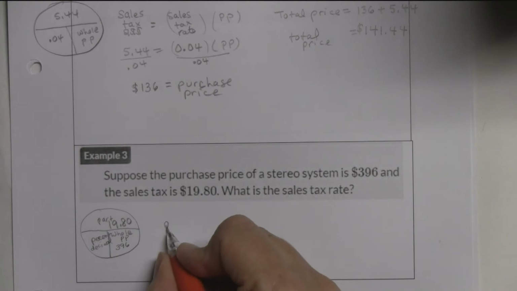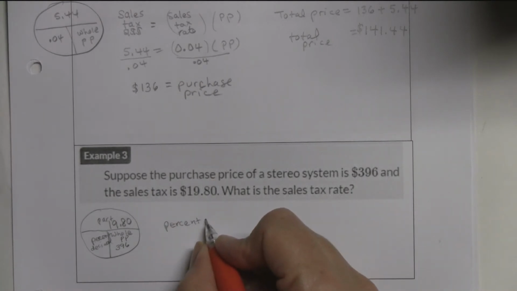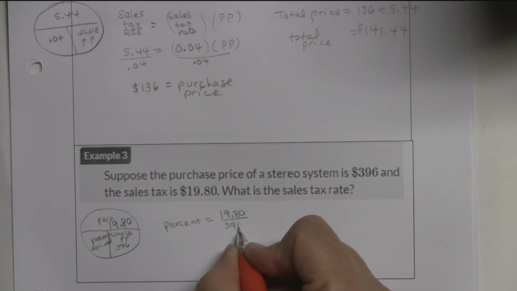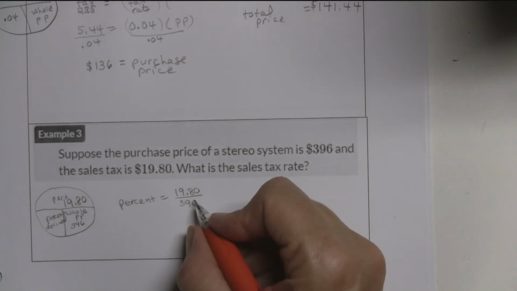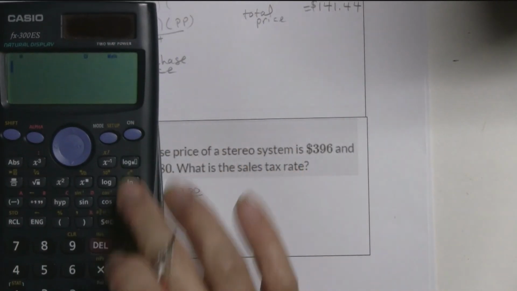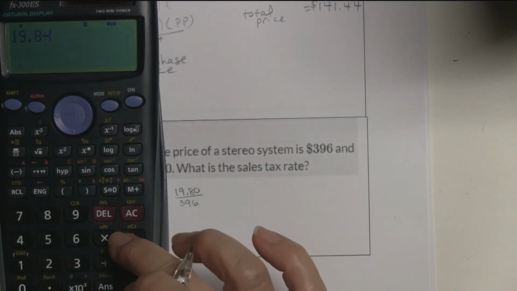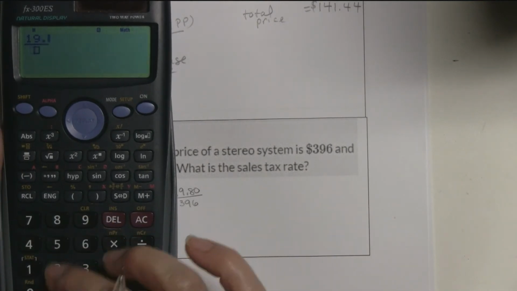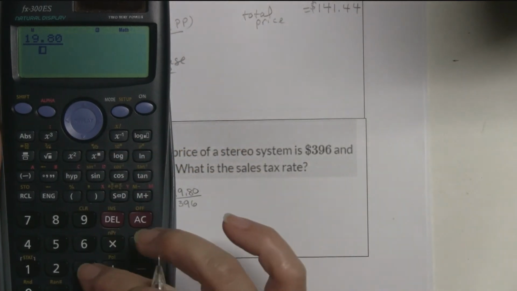And so our percent, which would be our sales tax rate, written as a percent here, would be 1980 over 396. And this is not reduced or anything like that. Now, my calculator will write it as a fraction or as a decimal, either one that I want. So if I wanted to use the fraction key, I could, or I could use the division key. It's all good. It'll work it. It doesn't care.